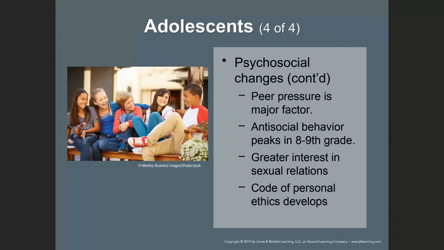Antisocial behavior peaks in 8th to 9th grade. There is greater interest in sexual relations, and their code of personal ethics will develop at this stage, and it's going to be based on what they are accustomed to, based on the environment that they grow up in and who they interact with, and what type of values their parents instill in them.